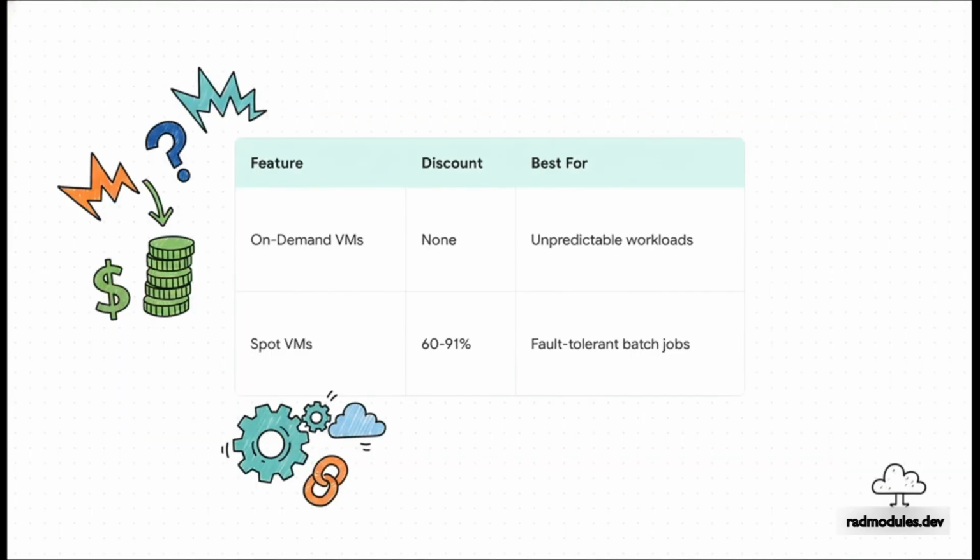And for any GKE jobs that can handle being interrupted, think CI/CD pipelines or batch processing, you absolutely have to know about Spot VMs. The discount is just wild. We're talking up to 91% off. Now, what's the catch? Well, they can be taken away with short notice. But for the right kind of job, the savings are just way too good to pass up.